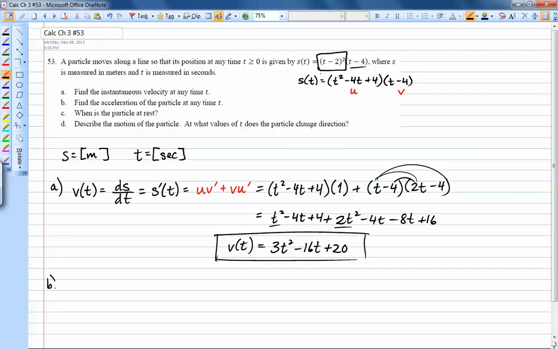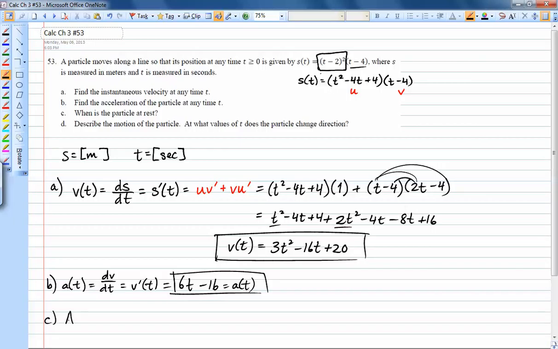Part B: find the acceleration at any time t. Well, acceleration we know is the derivative of velocity. So that's v prime of t, or s double prime of t. And here's v, and that's already in a nice form, so we can take the derivative of v and get 6t minus 16. I'll write a of t over here, so I can just put that in its own box.